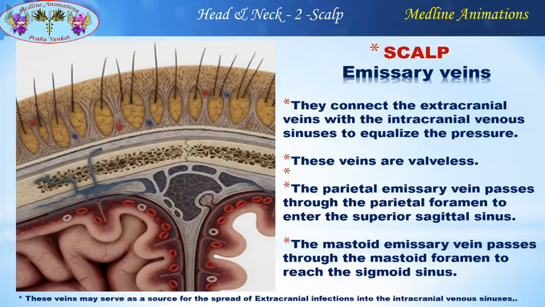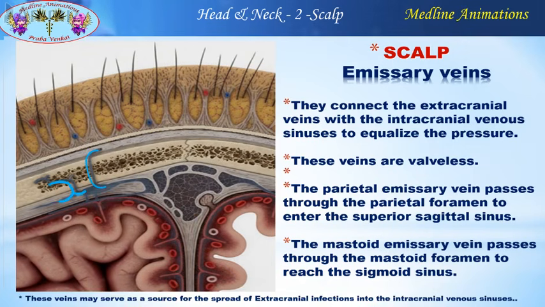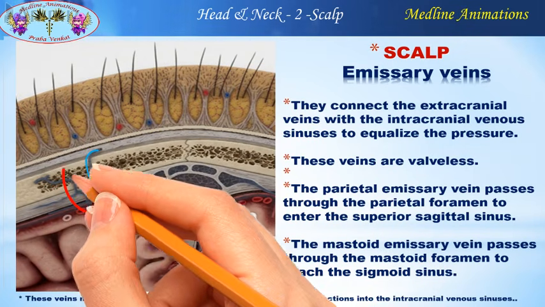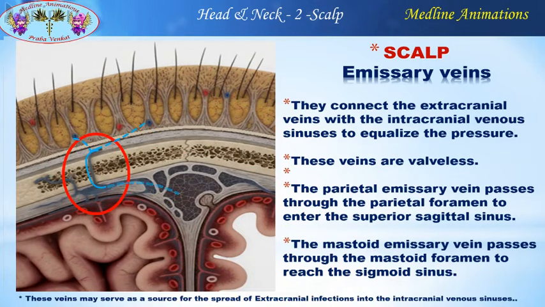Apart from the extracranial veins, scalp is also provided with emissary veins and diploic veins. What are emissary veins? The small veins of scalp that connects the extracranial veins with the intracranial venous sinuses are called as emissary veins. These veins are valveless and equalize the pressure between the intracranial venous sinuses with the extracranial veins. We have two sets of emissary veins present over the scalp.